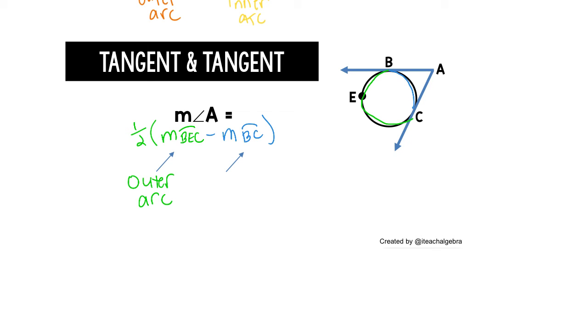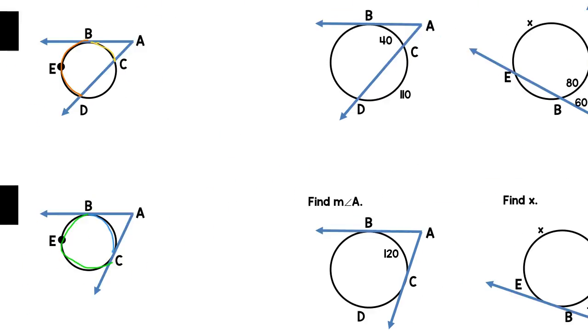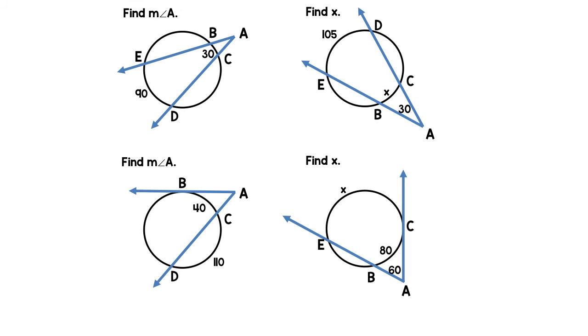BC is the inner arc. All right, now that we know all those specifics, let's do some problems. First, we want to find angle A.